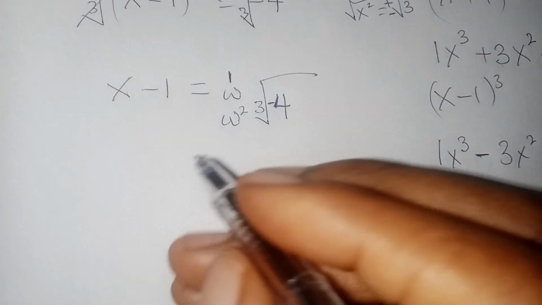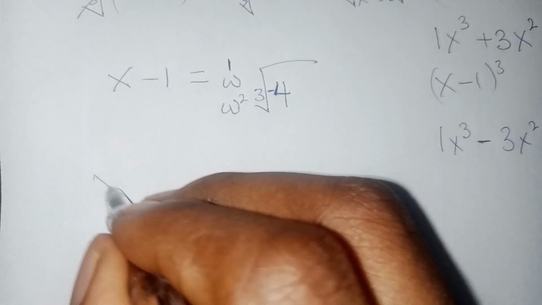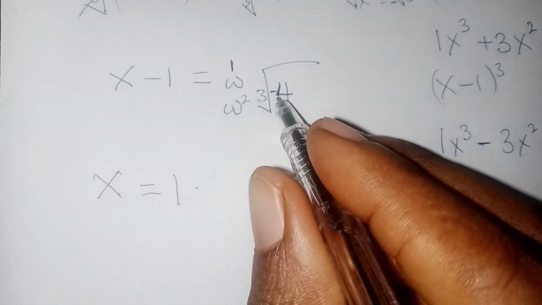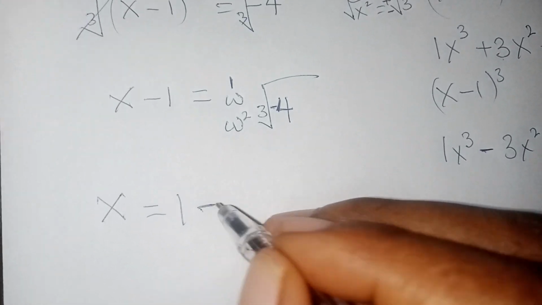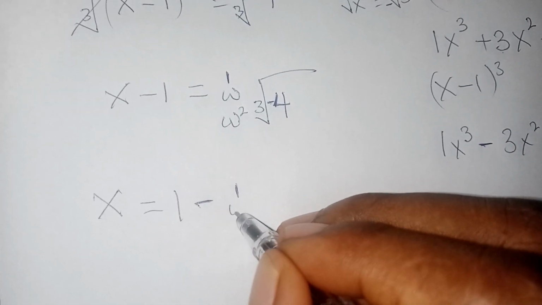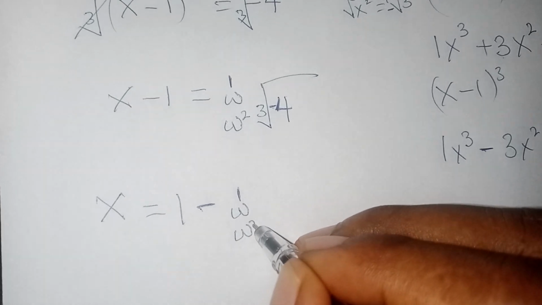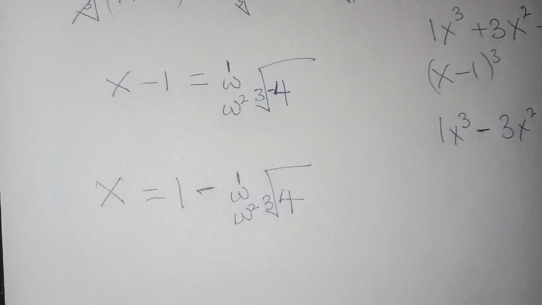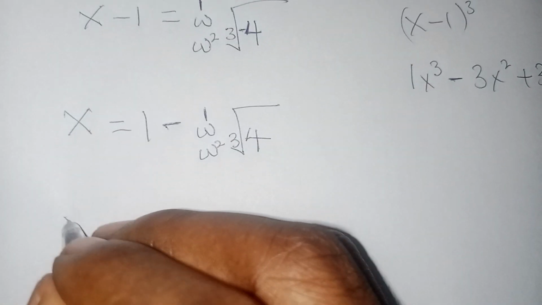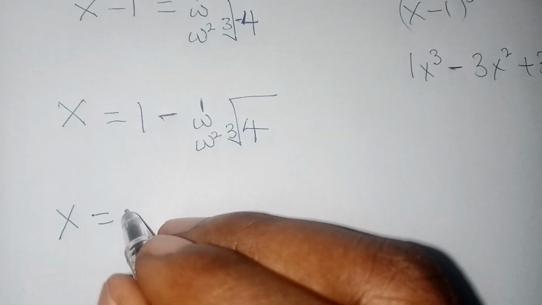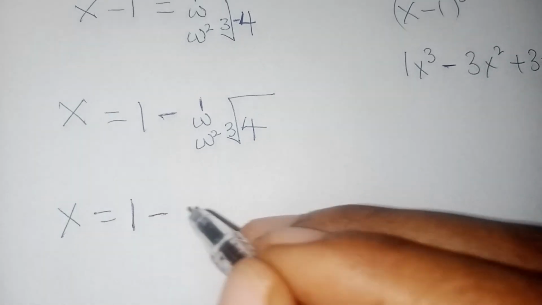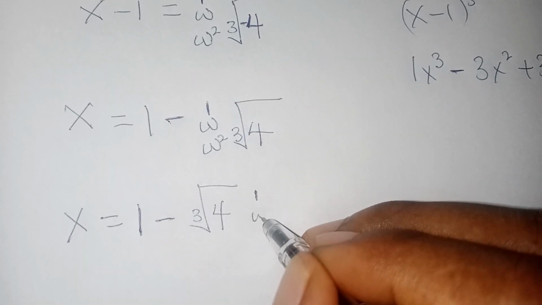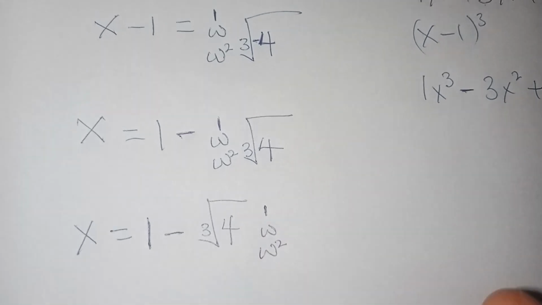Can you see that? So we're going to move this 1 to this side. So we have x equals 1. Now this minus, we'll bring it out as well. We have minus 1, omega, omega squared, cube root of just 4. All right, so we're going to write it as follows. We have 1 minus the cube root of 4, 1, omega and omega squared.